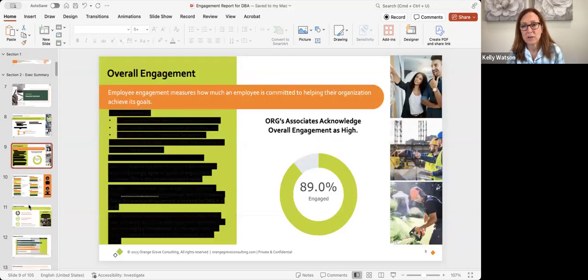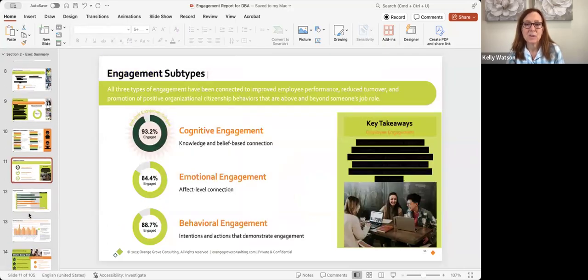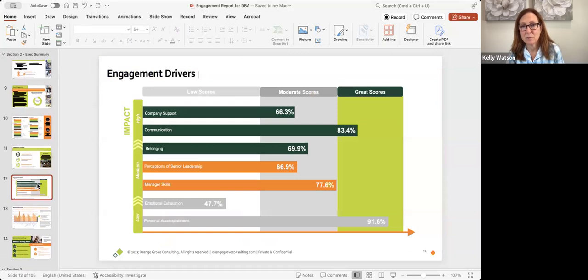We then report the total engagement number. We also reported demographics on that. We then did the subtypes and what that meant. And of course, the engagement drivers. These are the regressions that we ran to see what were the things that drove their outcome variable the most.